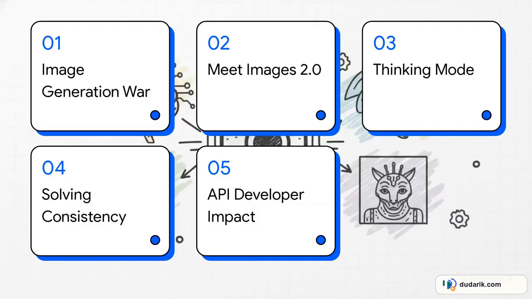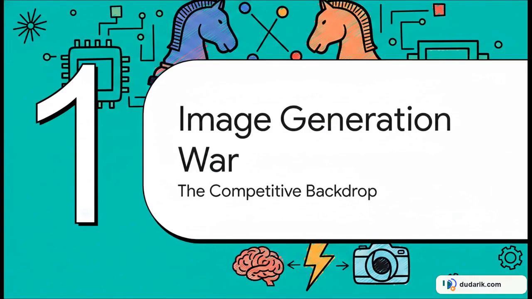So here's our quick roadmap for today. We're going to start with the AI image generation war, then meet ChatGPT Images 2.0, dive into the new thinking mode, talk about solving the consistency problem, and finally wrap up with the impact on API developers. All right, Part 1, the AI image generation war.